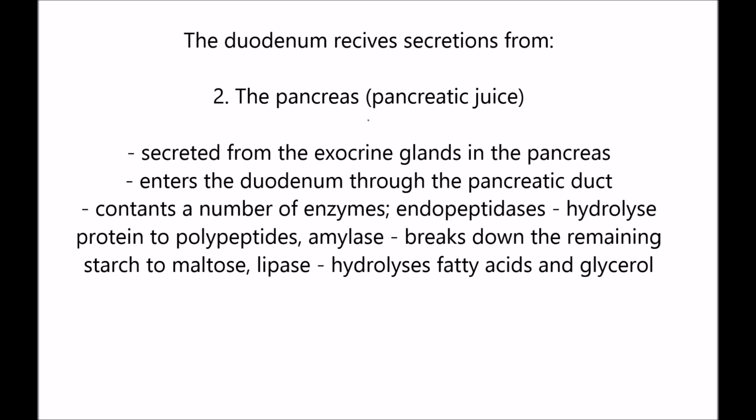The duodenum also receives secretions from the pancreas. This secretes pancreatic juice. This is secreted from the exocrine glands in the pancreas and enters the duodenum through the pancreatic duct. It contains a number of enzymes: endopeptidases, which hydrolyze protein to polypeptides; amylase, which breaks down the remaining starch to maltose; and lipase, which hydrolyzes lipids to fatty acids and glycerol.